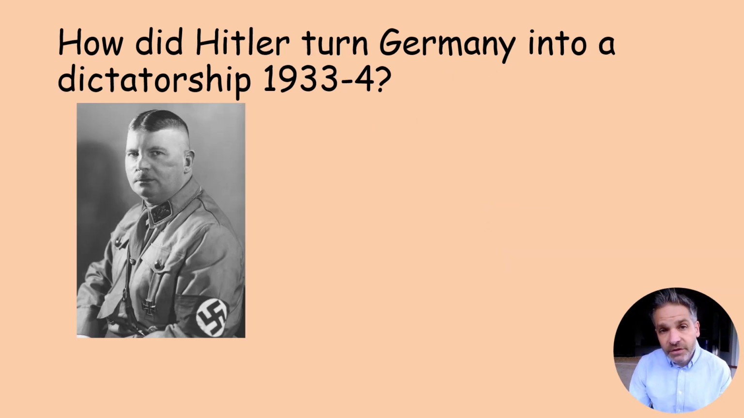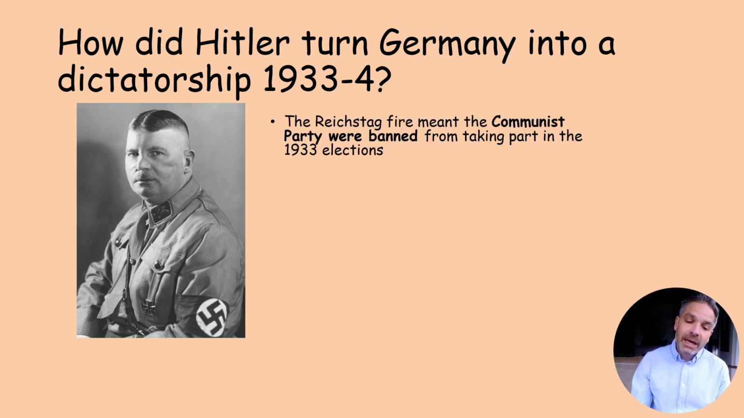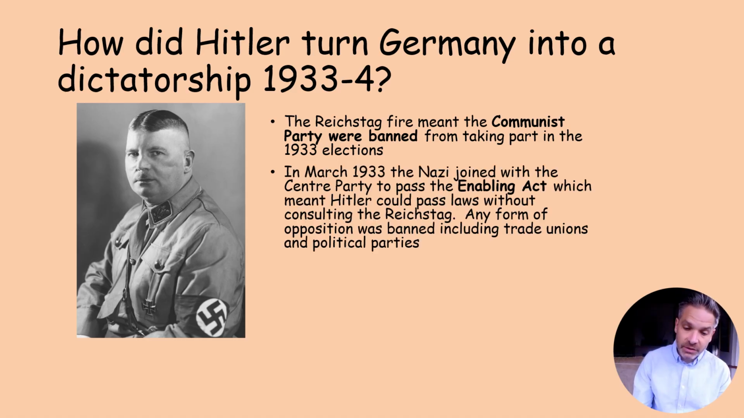So after 1933, this period from 33 to 34, you need to understand that Hitler then goes about destroying democracy. How does he do it? Well, he has some luck. Or is it luck? There's a lot of debate about the Reichstag fire and who started it. Highly likely to have been started by a Dutch communist. This gives Hitler the opportunity to blame the Communist Party and to then ban them from taking their seats in the 1933 Reichstag.